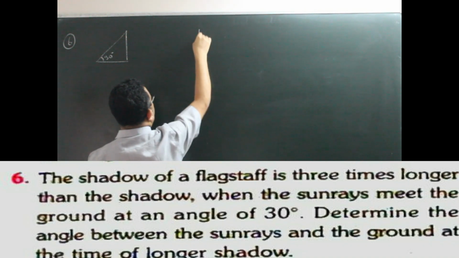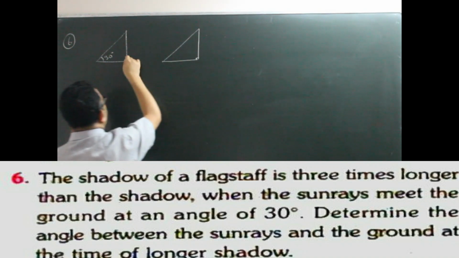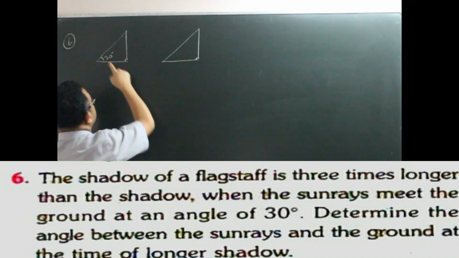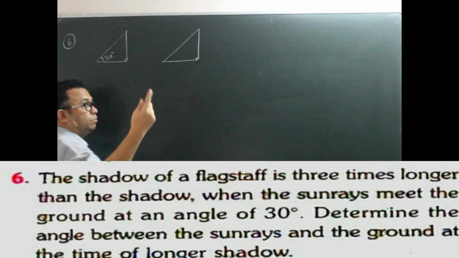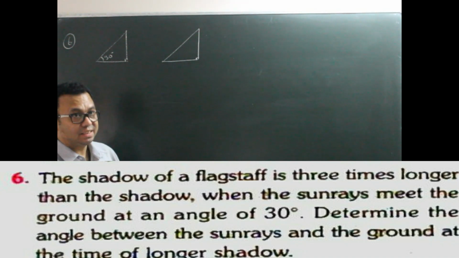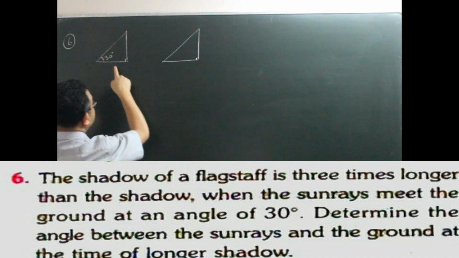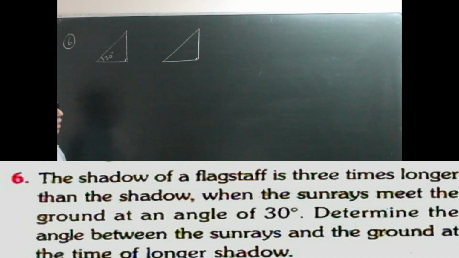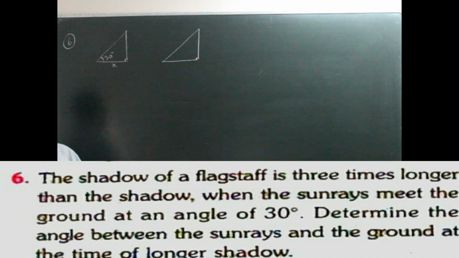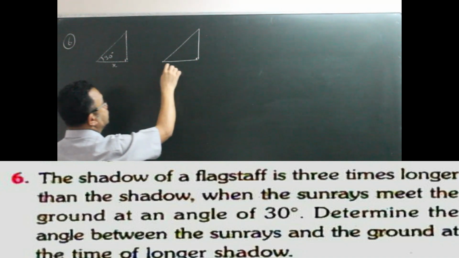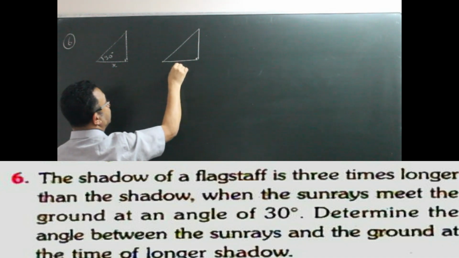Now with the same flagstaff, when the sun changes its direction, when the sun moves on, this angle also changes, but don't forget the height of the flagstaff is the same. The flagstaff will not be changing with the movement of the sun. So they have given you a comparison between the length of this shadow and the length of that shadow. Let's assume that the shadow in the first case, at 30 degrees, was x. The second case is telling you the length of the shadow when it has moved is 3 times. So if this is x, you take this one as 3x.